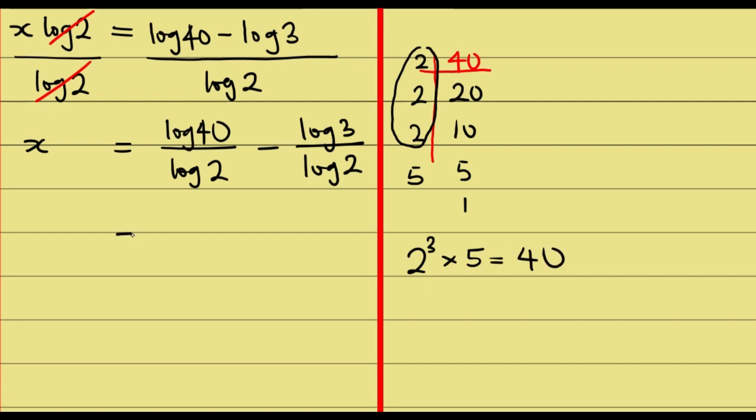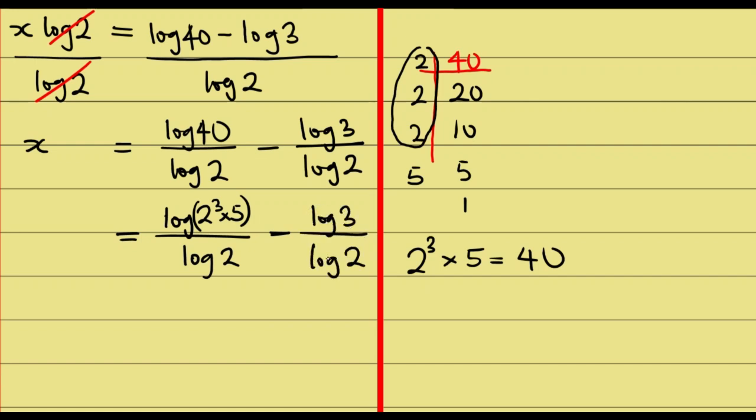So 2 raised to the power of 3 multiplied by 5 is exactly 40. And that is exactly what we're going to do here. So we now have log of 2 raised to the power of 3 multiplied by 5. And put this in parentheses. Then all over log of 2. And the minus stays there. Log of 3 is still there over log of 2. And don't forget, the whole of this right hand side is equal to x here.